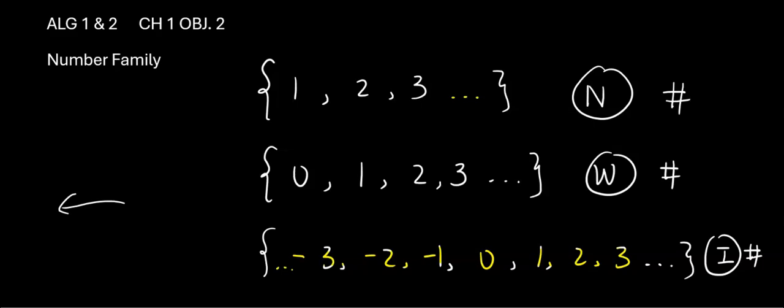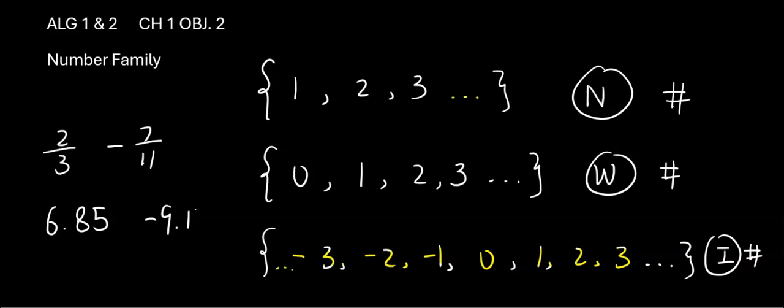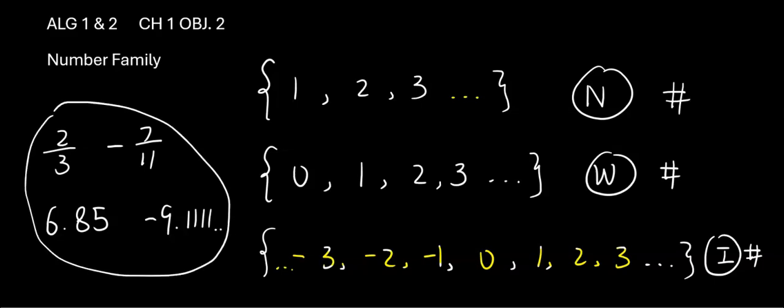Now, what if we have fractions and percentages and decimals? Things like 2/3, maybe negative 7/11, maybe 6.85, maybe negative 9.1111. Keep going. Okay? All right. What do we call these numbers? Did you remember in Algebra 1, you learned these are called rational numbers. Okay? Rational numbers.